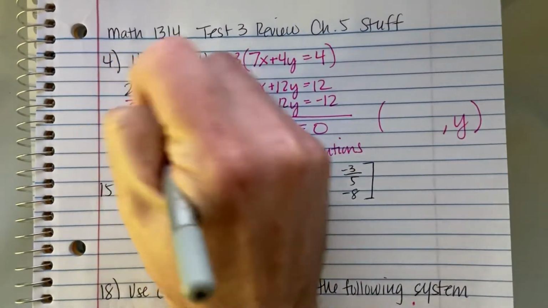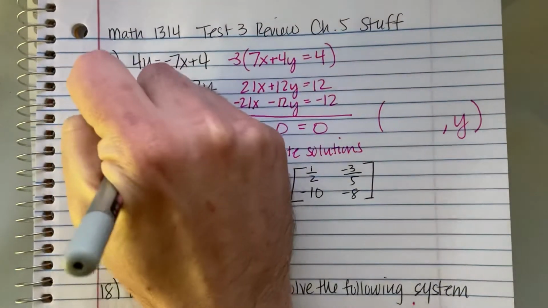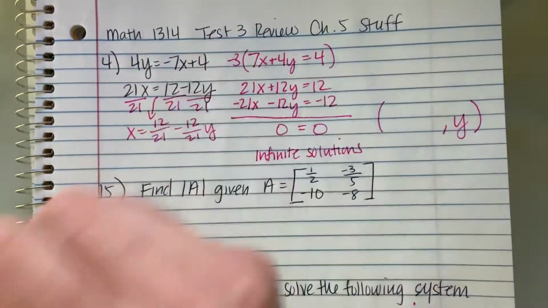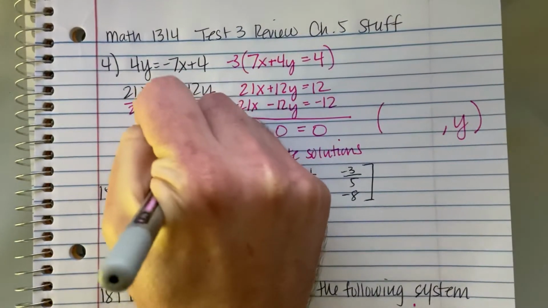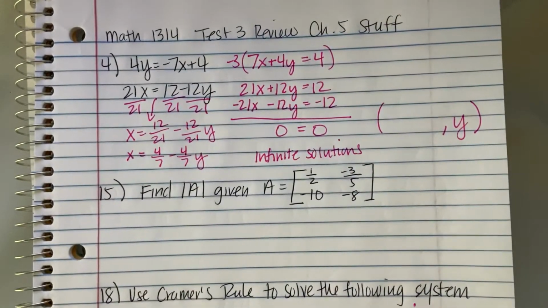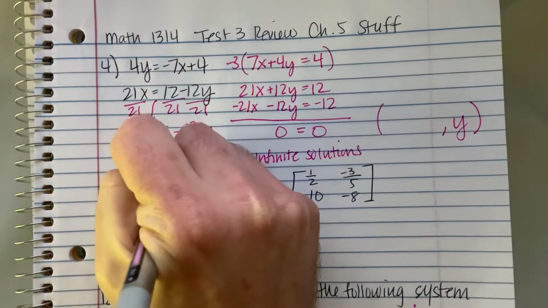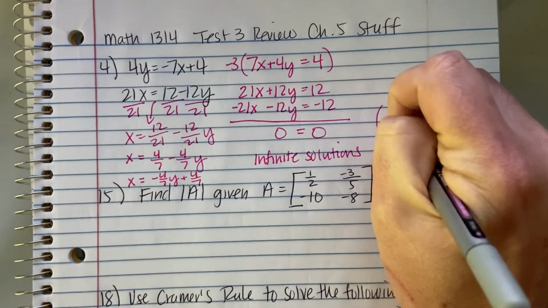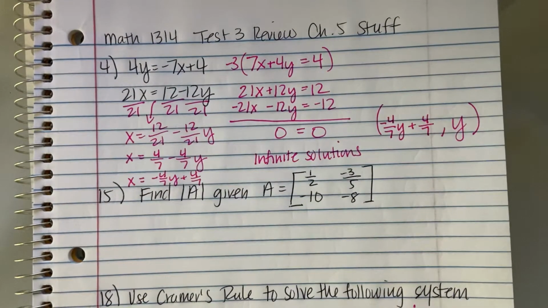I'm going to divide everything by 21 to see what x is equal to. It's equal to 12/21 minus 12/21 y. They reduce. That's 4/7 minus 4/7 y. And I can just slot that in. You can either do 4/7 minus 4/7 y or -4/7 y plus 4/7. Either one of those works. I'm going to do it the second way. -4/7 y plus 4/7. Of course, you could let x be the free variable as well, but I'm letting y be the free variable there.